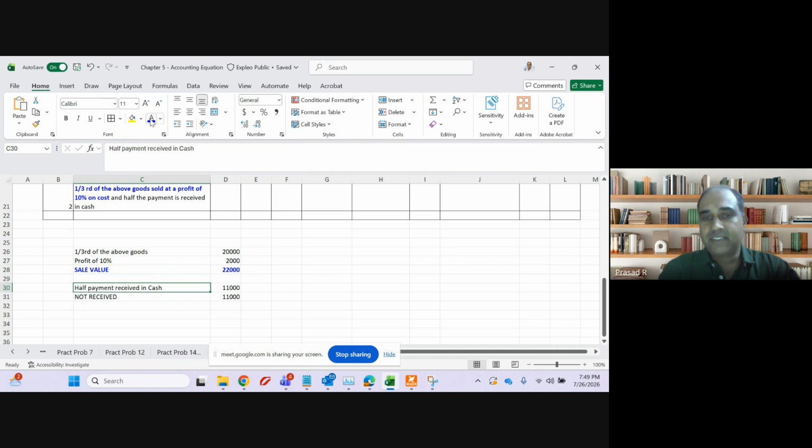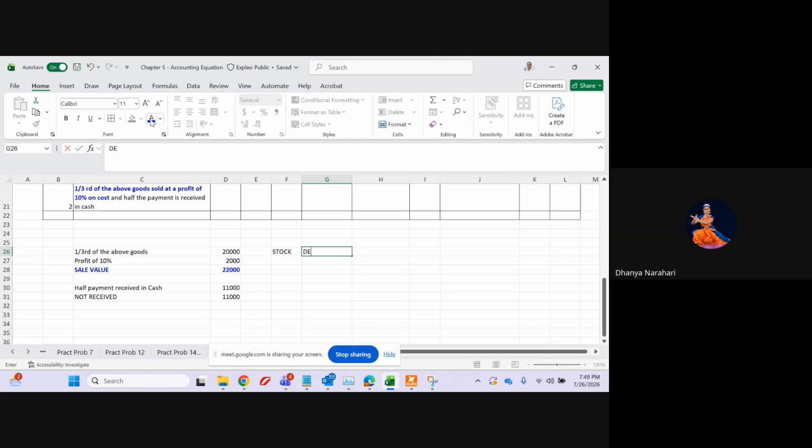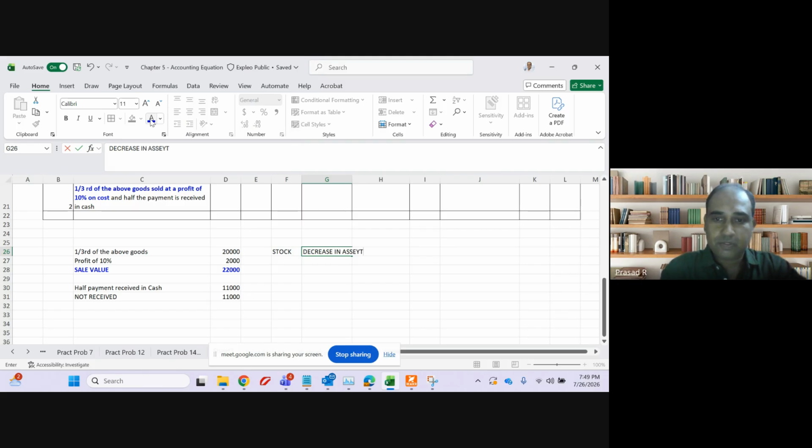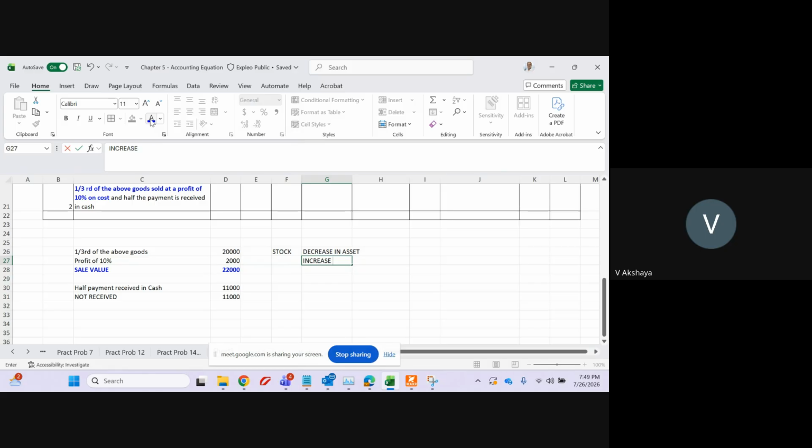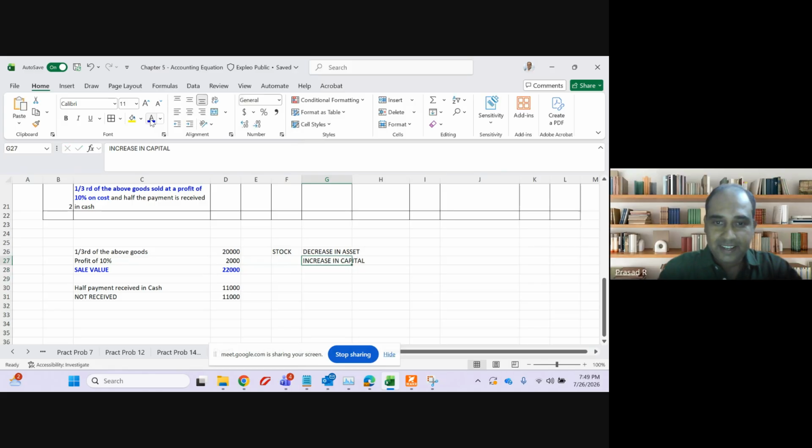So this is my transaction, guys. This 20,000 is stock. My stock is increasing or decreasing? Stock is decreasing, a decrease in asset. Profit of 2,000 rupees will increase my capital or decrease my capital? Increase in capital. So I have completed stock and I have completed profit.